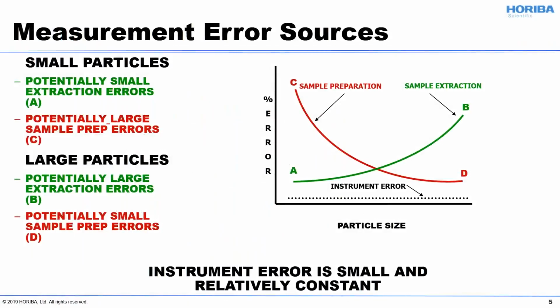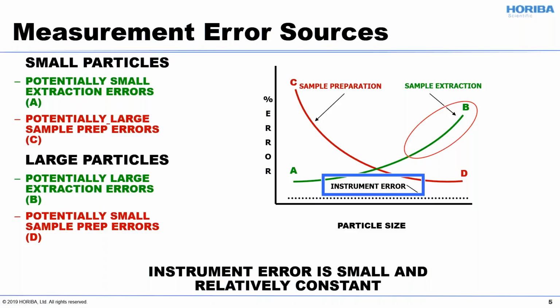Your measurement error sources depend on particle size. Generally, if you have small particles, the sample extraction errors are not that significant, but sample preparation errors become the big headache. That comes down to the larger relative surface area of small particles, which means they like to clump together more. Larger particles tend to have more issues with sample extraction. They can segregate more easily. And because the surface area is smaller with respect to volume, you have fewer sample preparation issues.